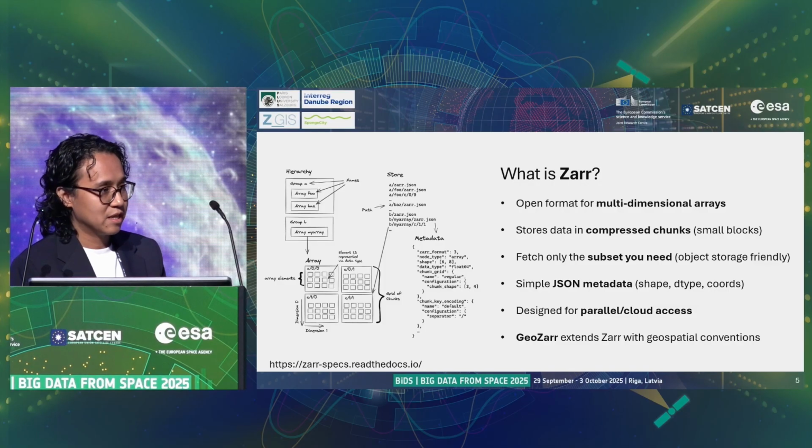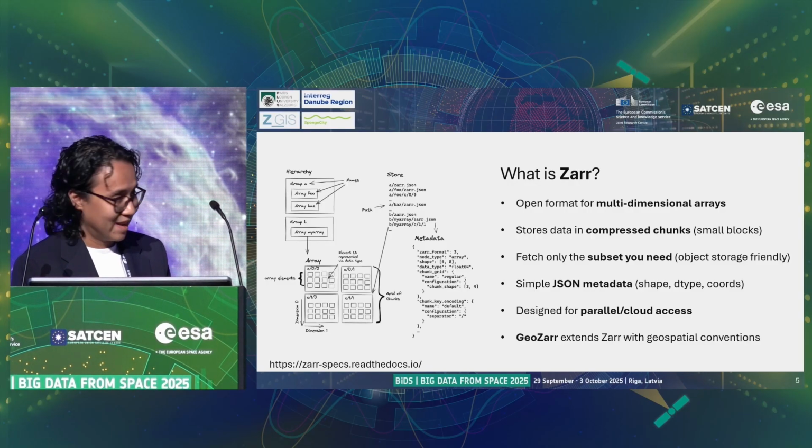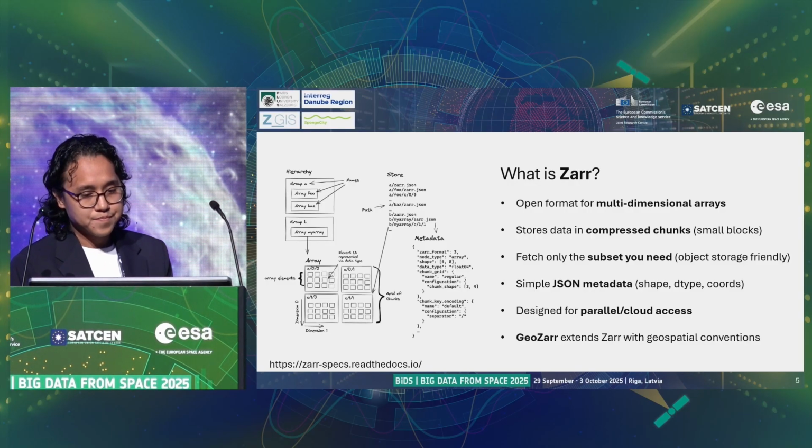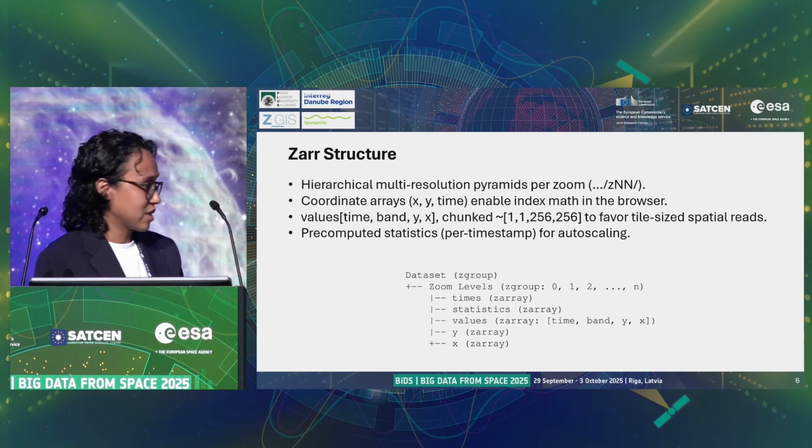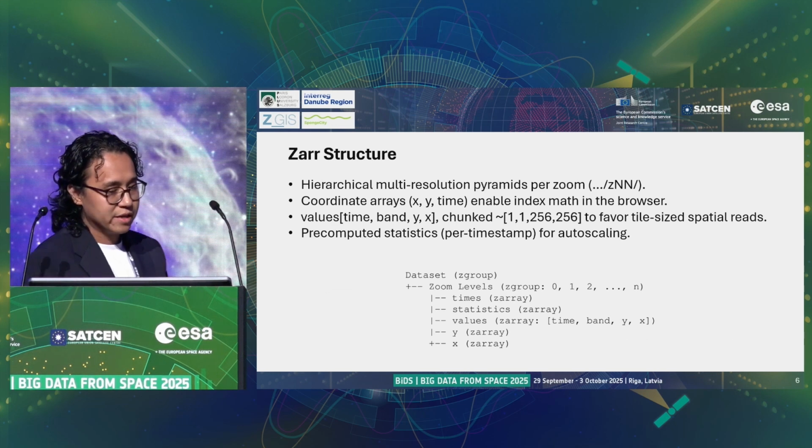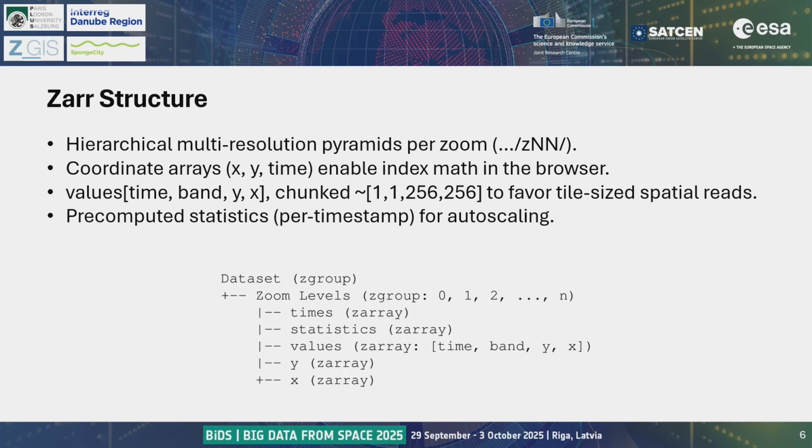The whole idea is that it is cloud native, and we can read subsets, temporal or spatial subsets of the data sets, through the interface. This is the ZAR structure that we use. We have hierarchical zoom levels for the map visualization purpose, and each zoom level groups has time, space, coordinates, so that we can calculate the indices of the data chunks to retrieve from the client side. And we pre-calculate the statistics and keep it as a separate array for each timestamp.